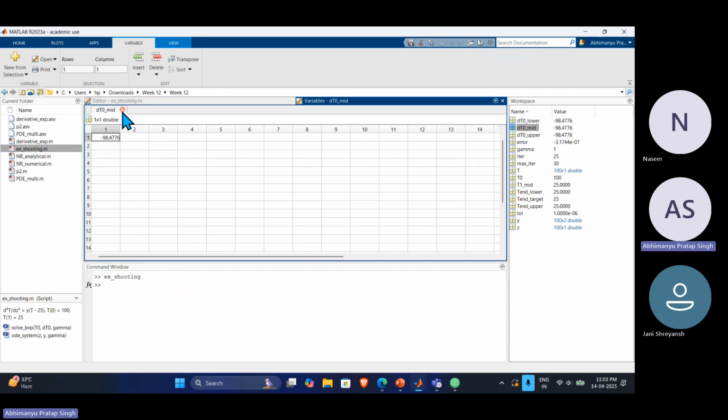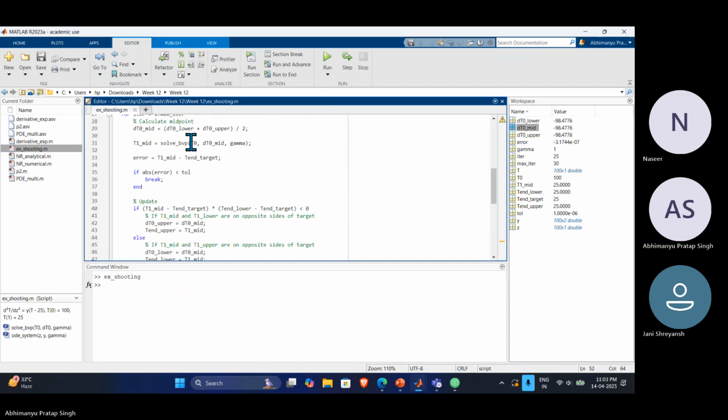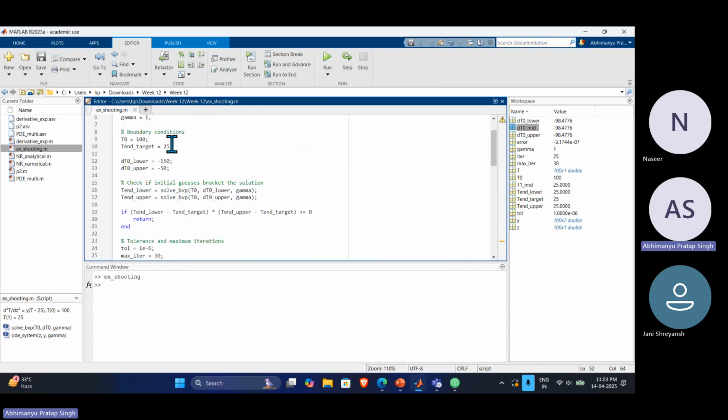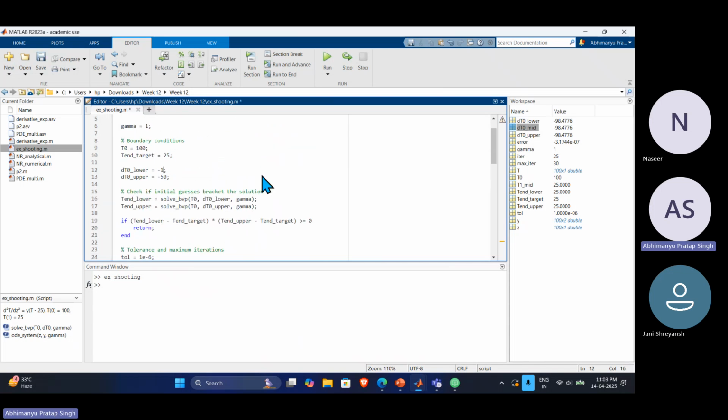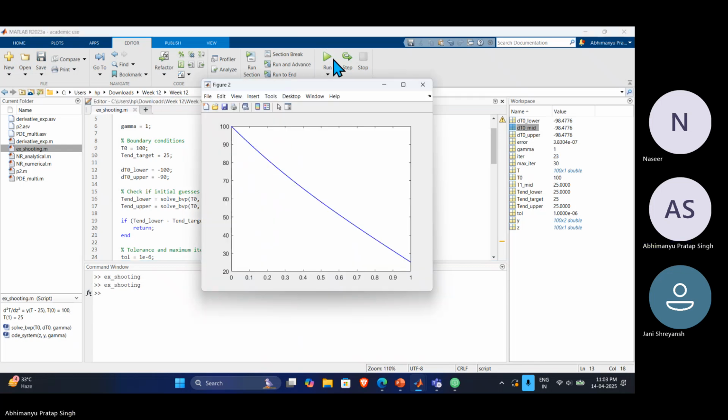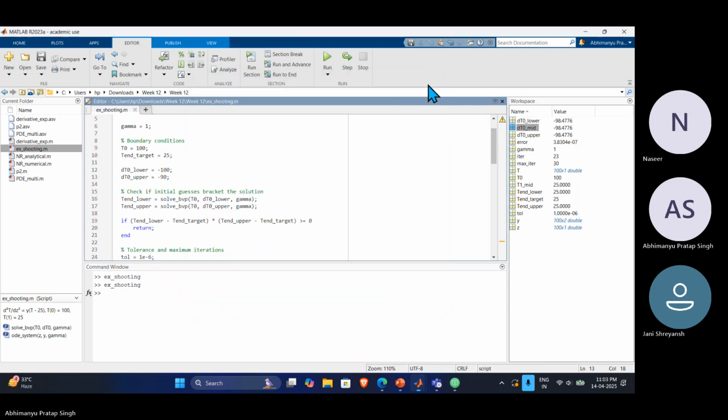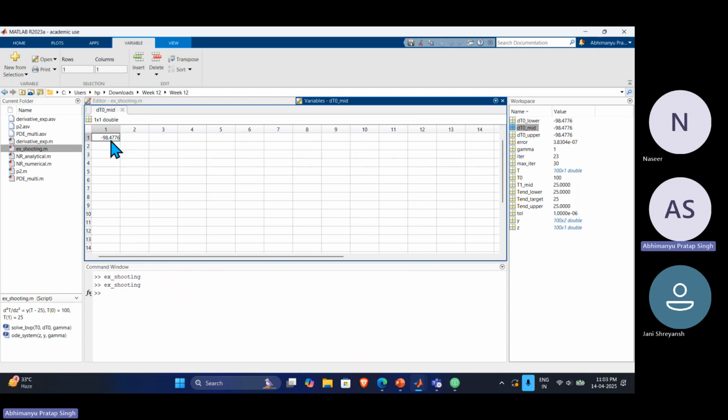So we can always choose some value around this, like minus 100 or minus 90. It should run for those values also. This time also it has converged to the same solution, minus 98.4776.